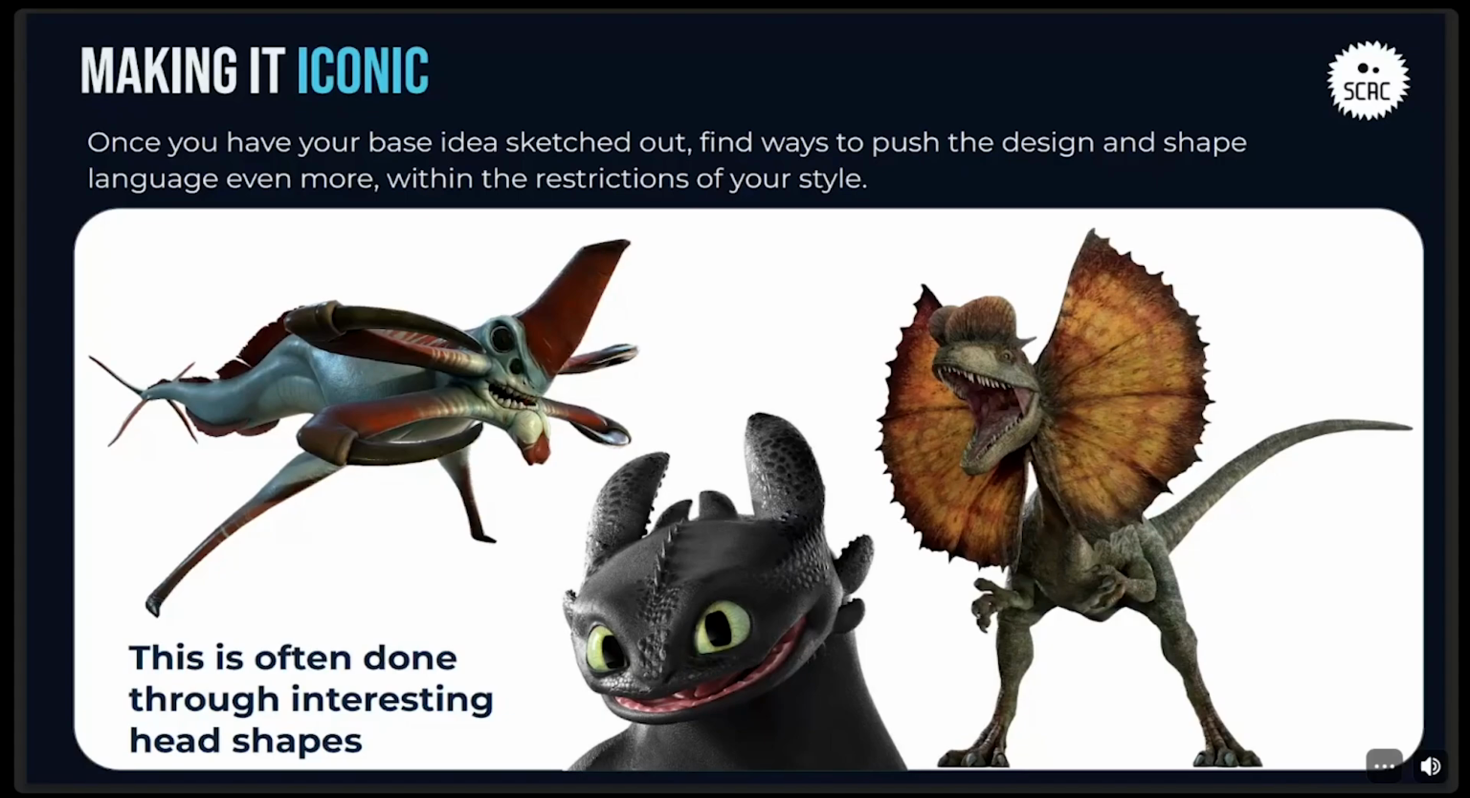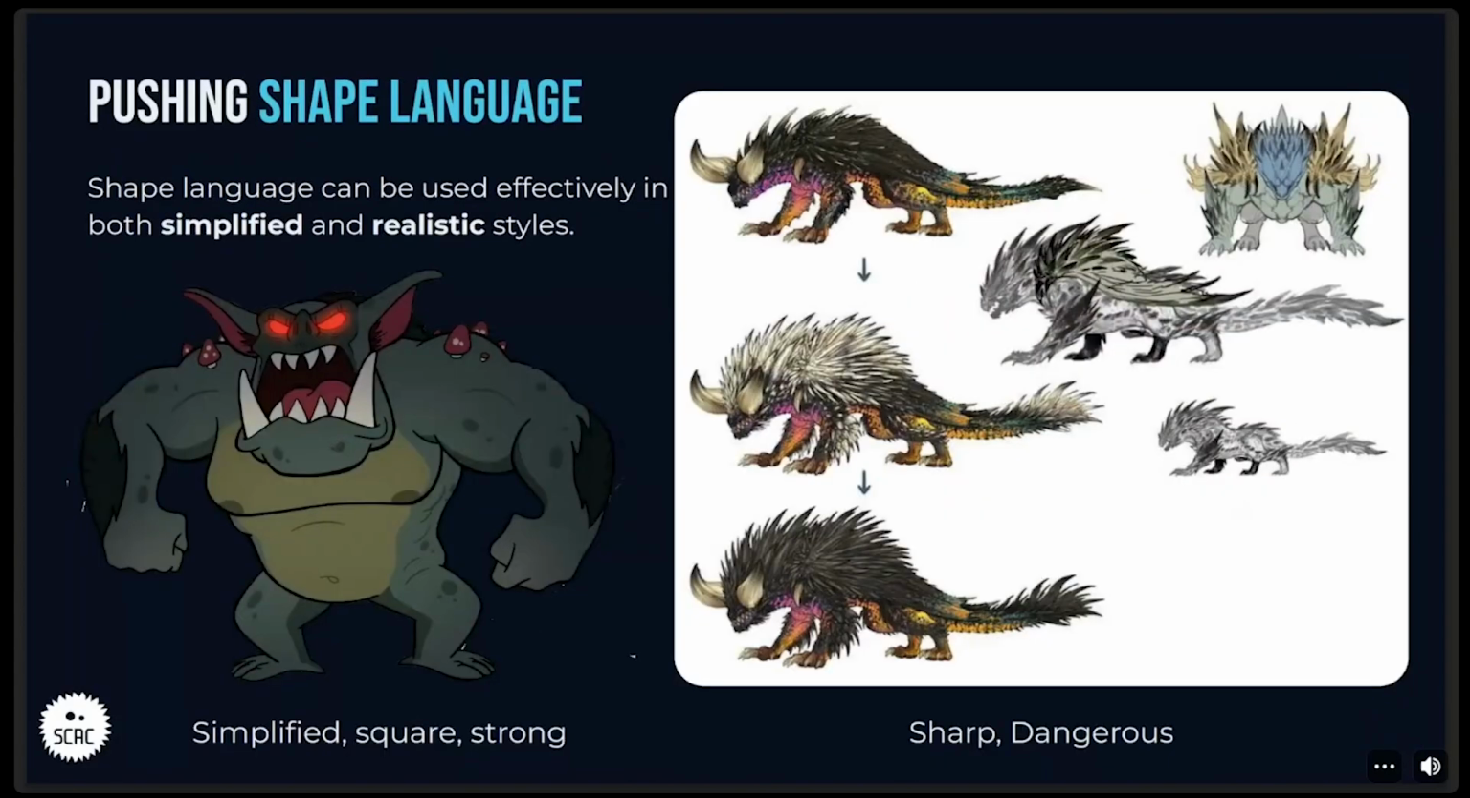And really, if you're trying to use shape language in a realistic style, those shapes just get smaller. Here we've got two polar different examples. The Gremloblin from Gravity Falls, he is square. Everything about him is pretty square. He's a little bit rounded, but he's mostly designed to be a kids' show strong monster.